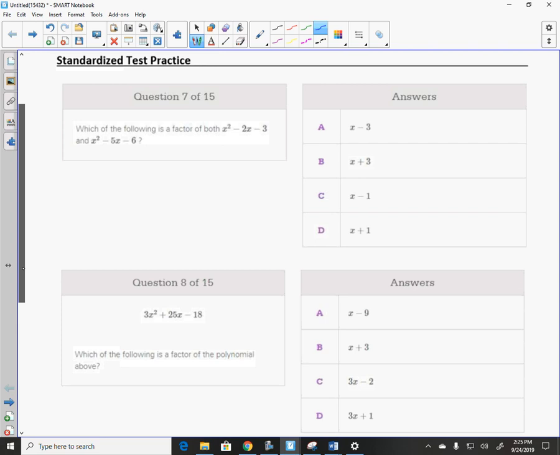Okay, all right. So we're just going to do question 7. It says, which of the following is a factor of both x squared minus 2x minus 3 and x squared minus 5x minus 6? This is a question straight from the AccuPlacer, and what it wants us to do is to factor both these expressions.